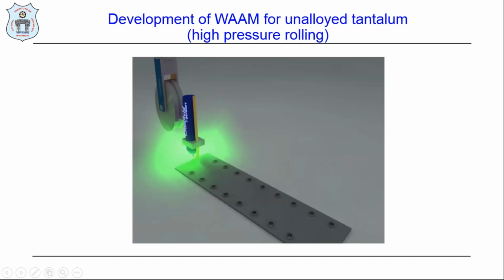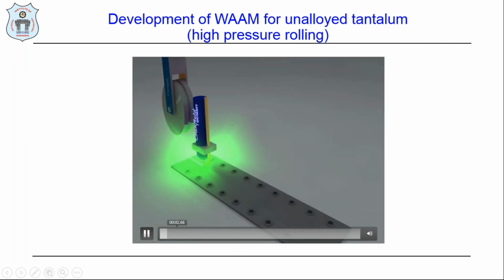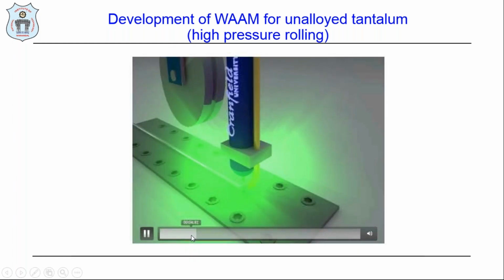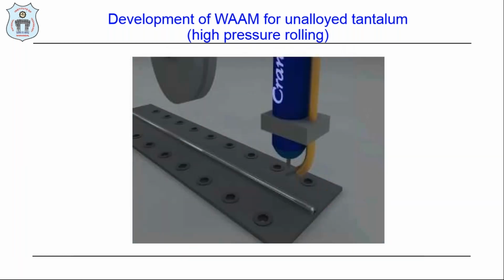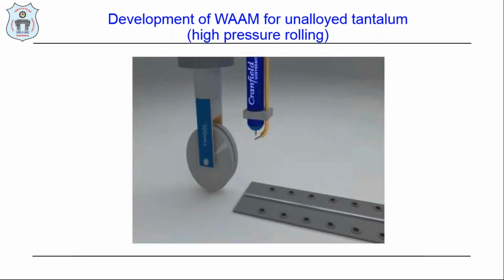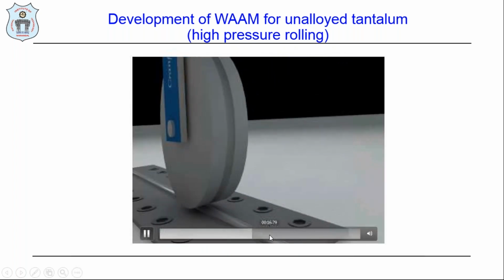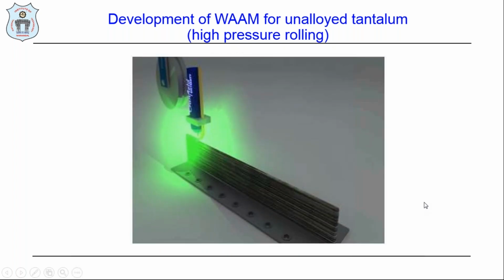Cranfield University, along with another partner, has developed a rolling process for the deposition, with continuous rolling of simple structures. This cannot be used for complex structures; it can be used only for simple structures. Like this, they have developed continuous rolling over successively deposited layers.